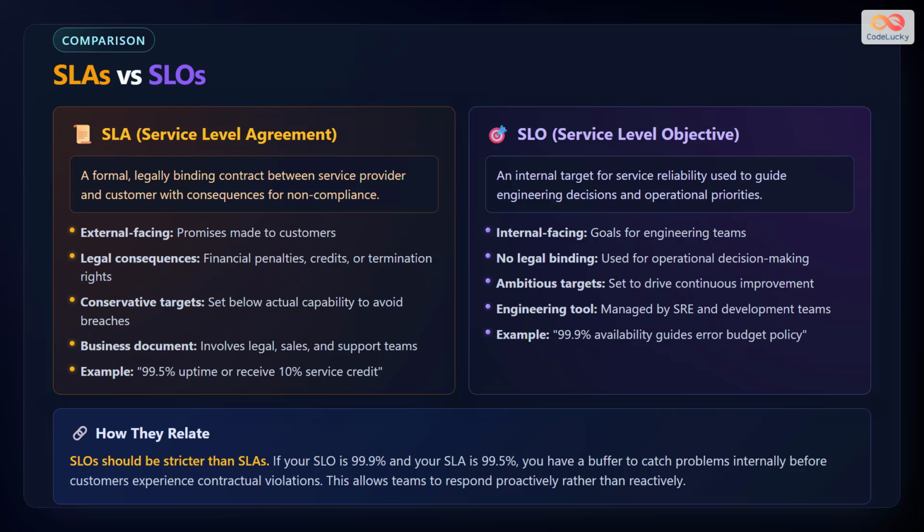The key relationship is this: your SLOs should be stricter than your SLAs. If your SLO is 99.9% and your SLA is 99.5%, you have a buffer. This buffer allows your team to catch and fix problems internally before they affect your customers and violate your contractual obligations. This approach lets you be proactive, rather than reactive, improving customer satisfaction while meeting your legal commitments.